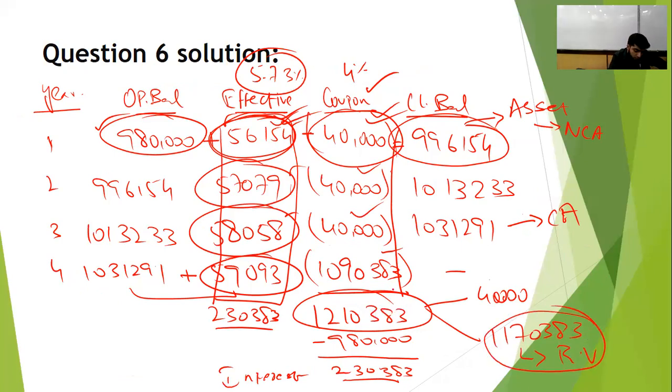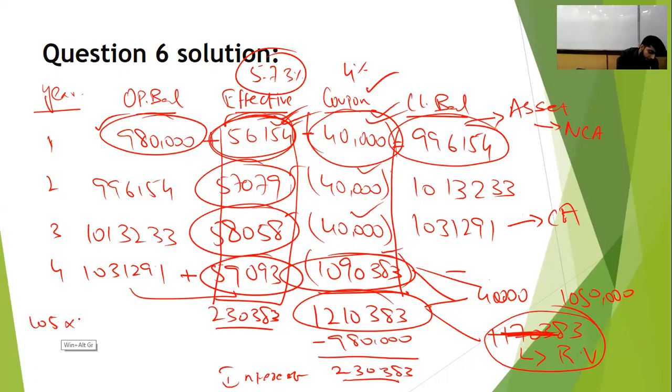So in the last year, I made an error for this one. I want to break out this one. That is the last payment which we are receiving. 40,000 is the coupon amount, and 10,90,000 minus 40,000 means the difference is 10,50,000. And what is that 10,50,000? That is the redeemable value. And how can we calculate the redeemable value? That is 105 multiplied by 10,000, and if you calculate this amount, you will make 10,50,000.